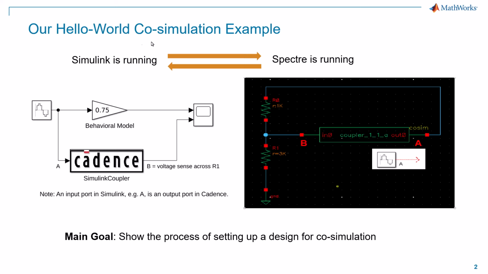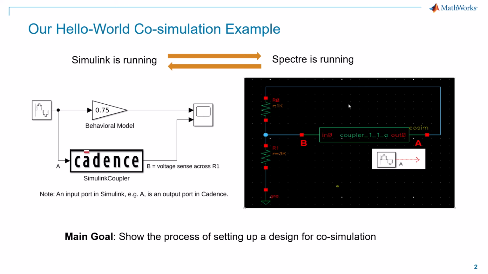On the one side, it involves Simulink running and simulating, and on the other side, it involves Spectre simulating and running. On the Simulink side, it consists of a sine wave source applied to a gain block, in this case 0.75, and then we're just displaying that on a scope.